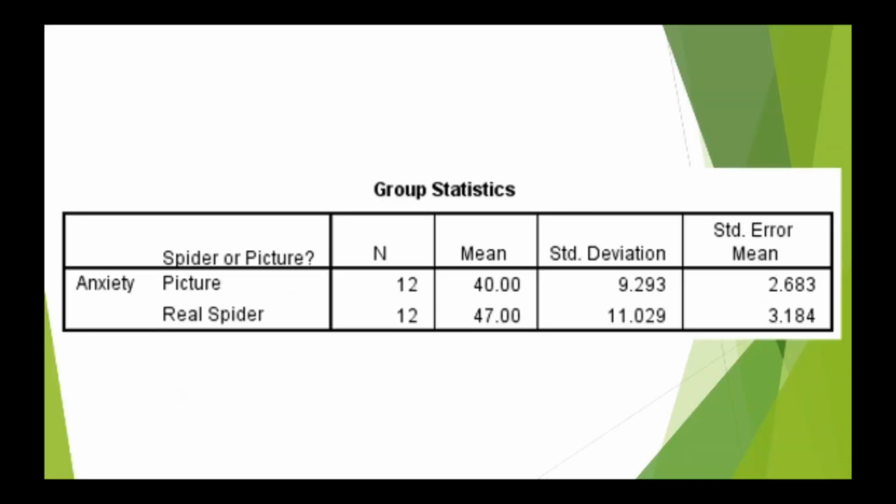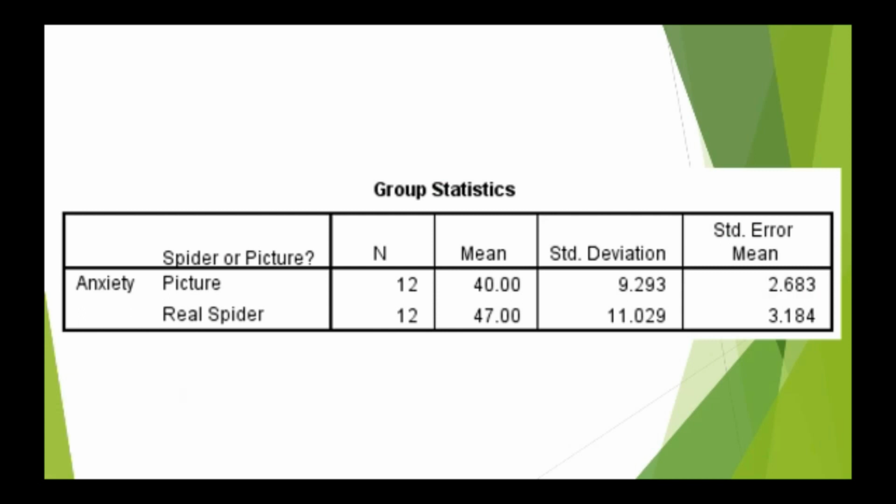On our table 1, it shows the summary statistics for the two experimental conditions. From this table, we can see that both groups had 12 participants from the column labeled N. The group who saw the picture of a spider had a mean anxiety of 40 with a standard deviation of 9.29. It shows also the standard error of 2.68.